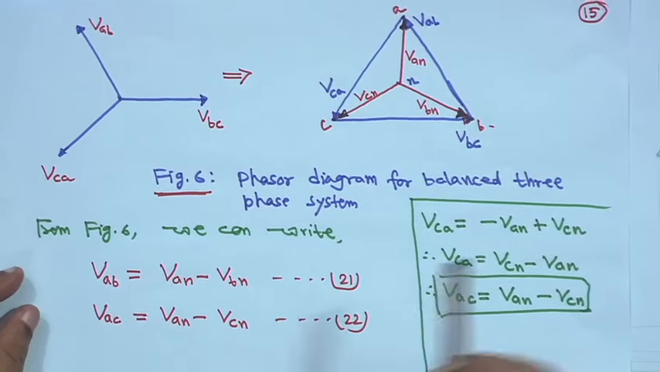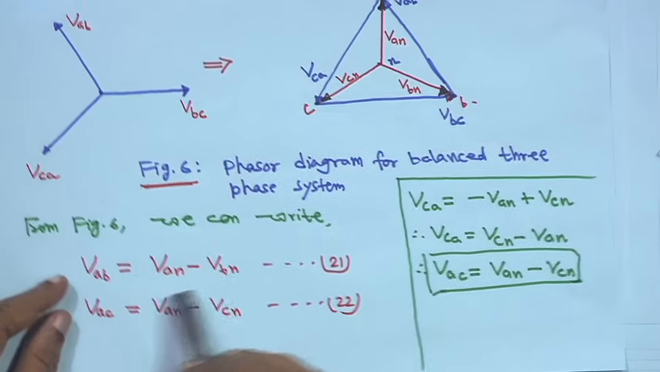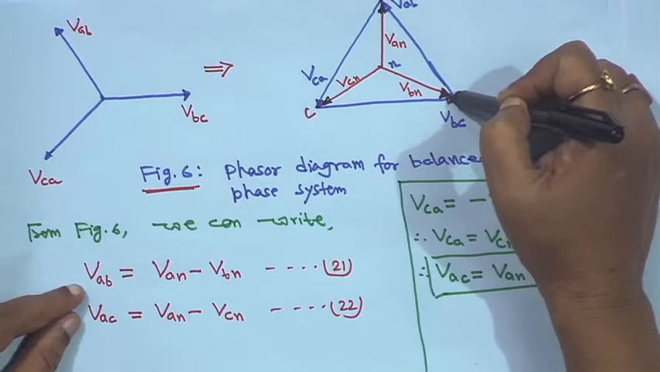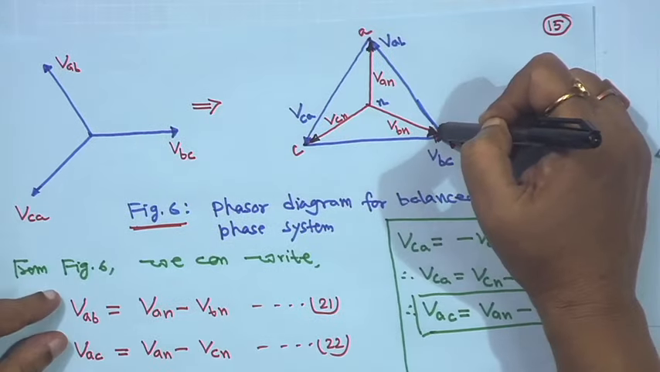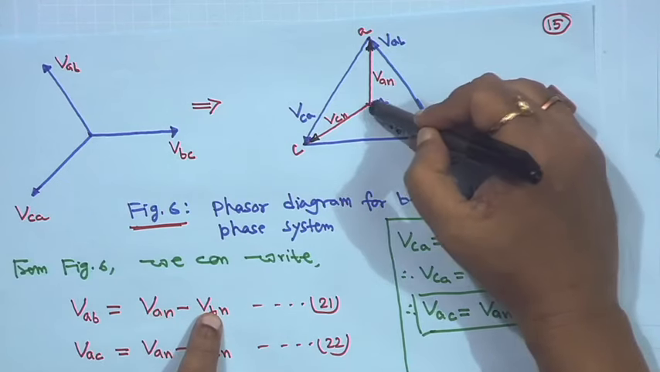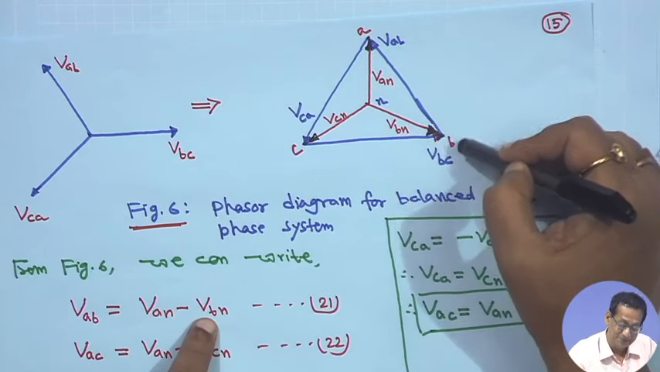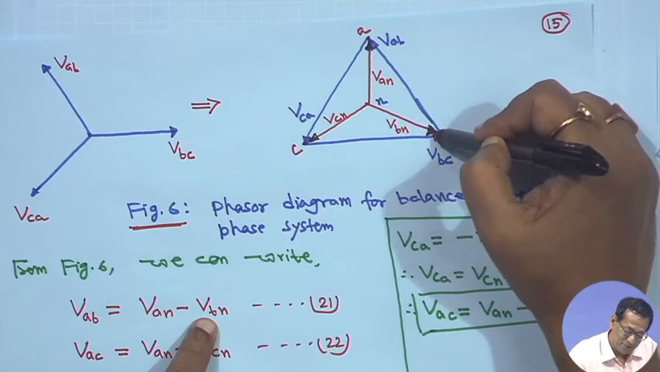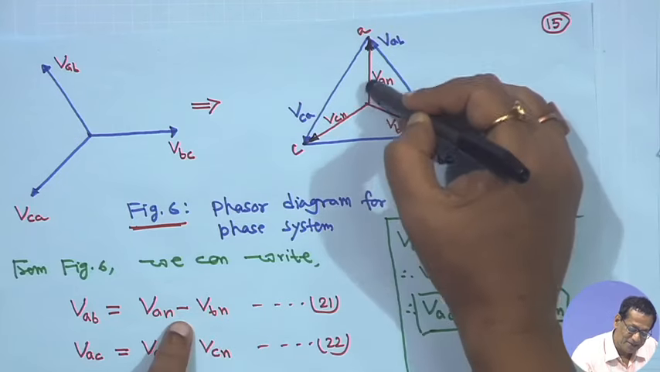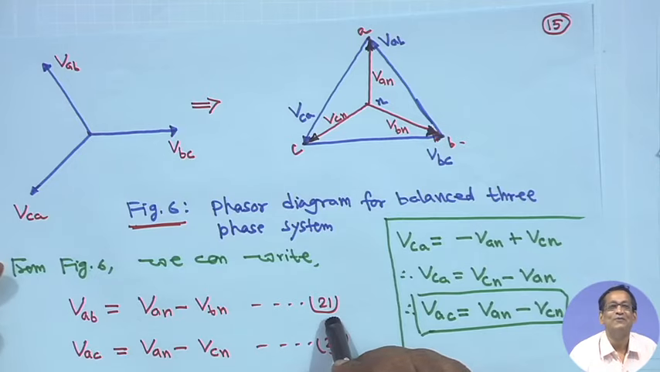Now, from figure 6 you can write VAB is equal to VAN minus VBN. The way you do the vector phasor, this tip is here, meaning opposite. So, minus VBN plus VN; I am writing this one first, but for your understanding, VAB is equal to VAN minus VBN, because the arrow tip is here, opposite. So, minus VBN, then this tip is here, plus VN. So, writing VAN first minus VBN, this is equation 21. I hope you have understood.